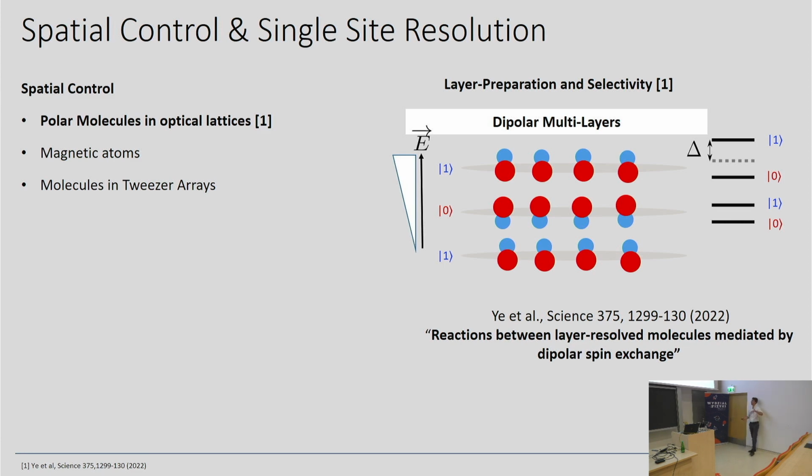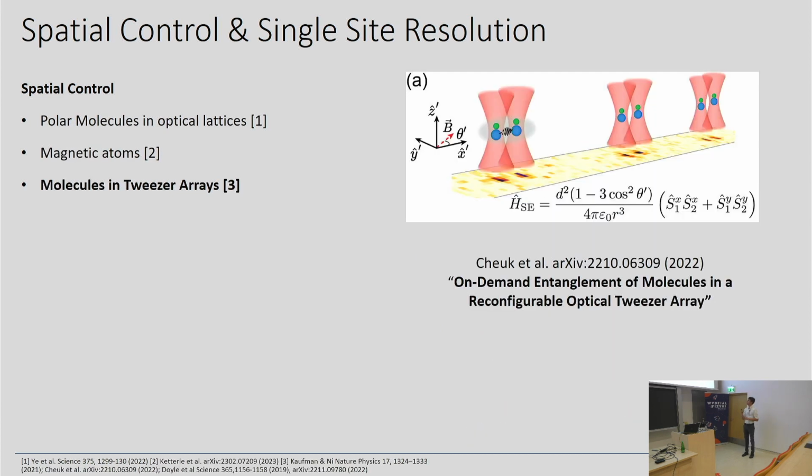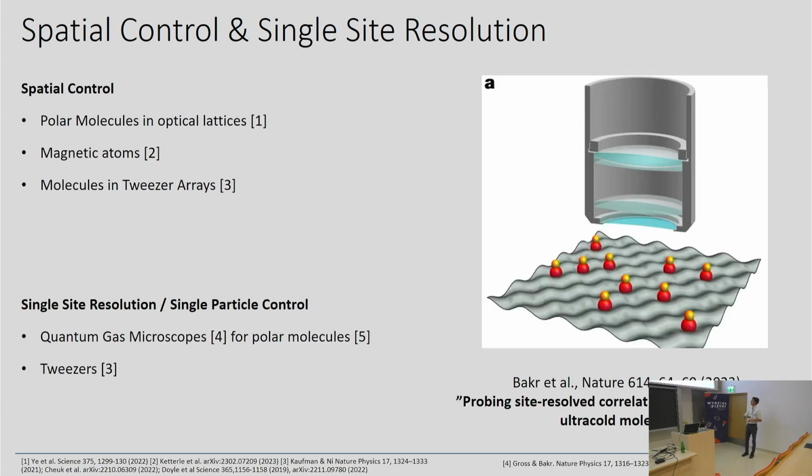Of course, there are also other platforms you could use, with magnetic atoms or with tweezers. I'm going to skip those because this is a molecule workshop. The other thing I want to mention is that in principle, we can also image these systems at the single site level. So we can prepare systems with single site control, we can image these systems with single site control, and we can manipulate them with single site control.